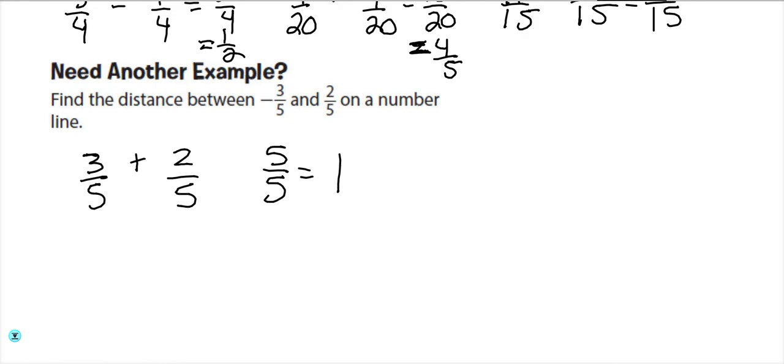Make sure your denominators match, which they will. Then check to see, do I need to add or subtract first? Use your sign rules. Do I need to use keep, change? And then once I've done all that, do I need to borrow? All right, so just be careful with those.